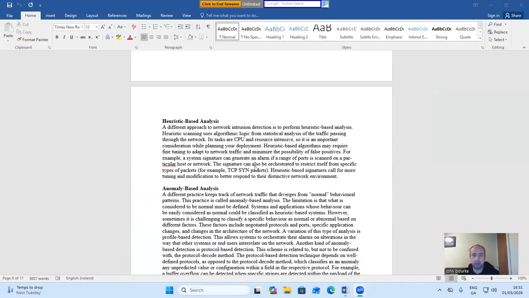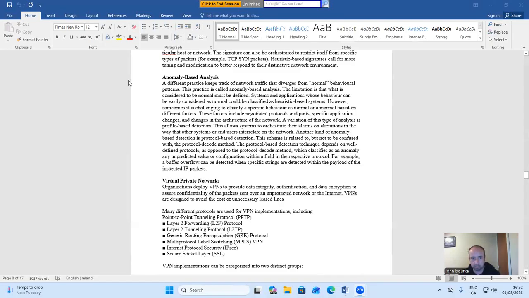Okay, the signature can also be orchestrated to restrict itself from specific types of attacks, for example, TCP SYN packets. Heuristic-based signatures call for more tuning and modification to better respond to their distinctive network environments. Anomaly-based analysis. A different practice keeps track of network traffic that diverges from normal behavioral patterns. This practice is called anomaly-based analysis.